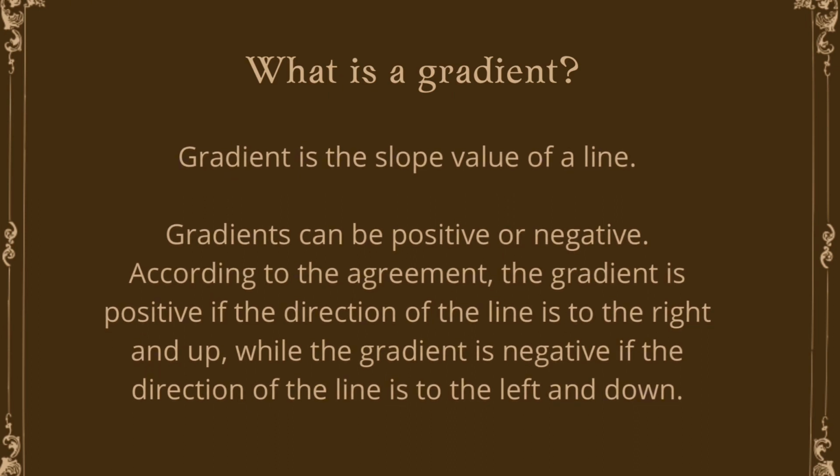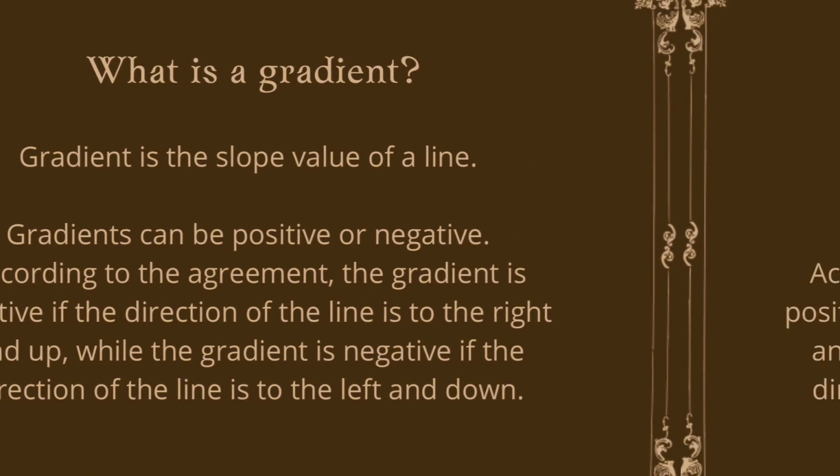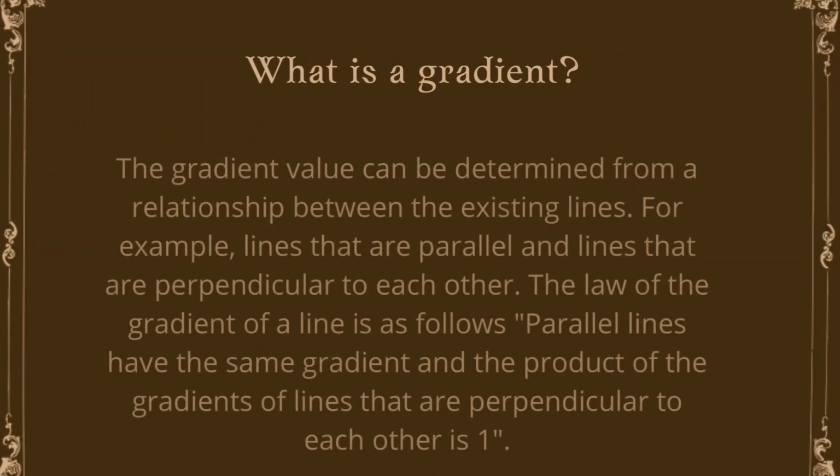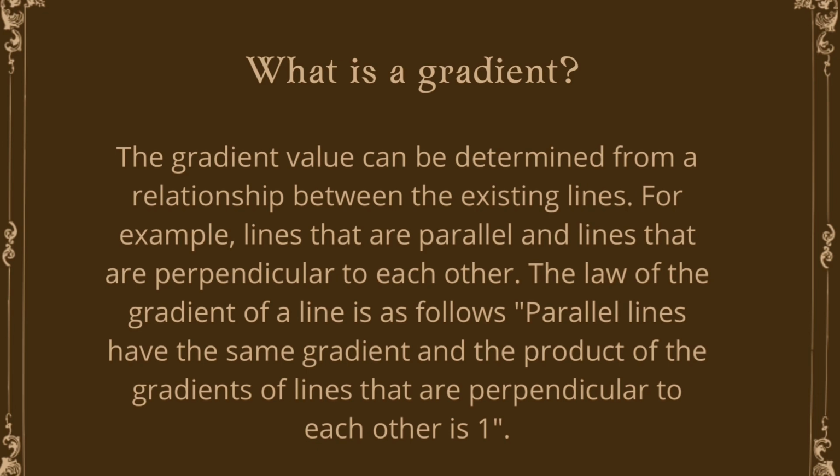Gradients can be positive or negative. According to the agreement, the gradient is positive if the direction of the line is to the right and up, while the gradient is negative if the direction of the line is to the left and down. The gradient value can be determined from a relationship between the existing lines.